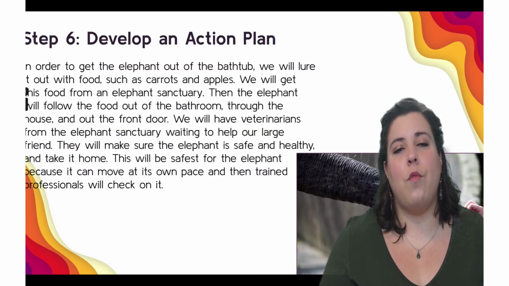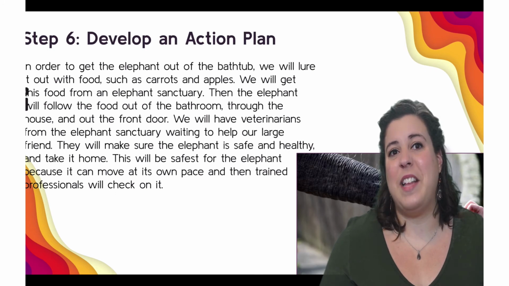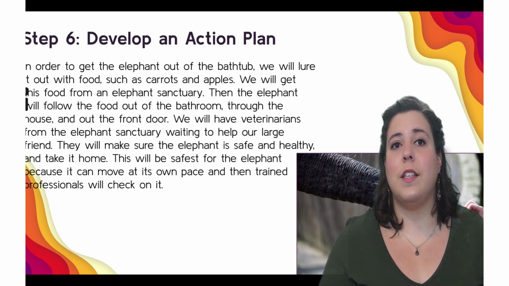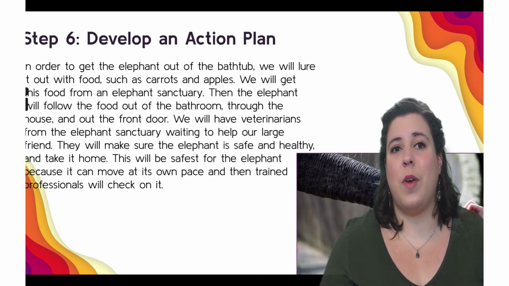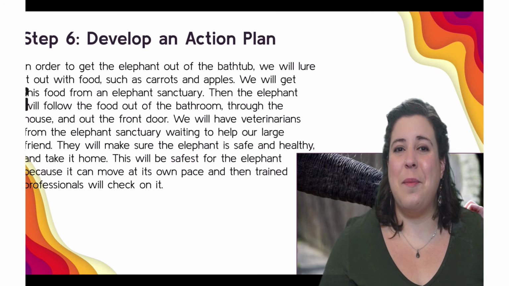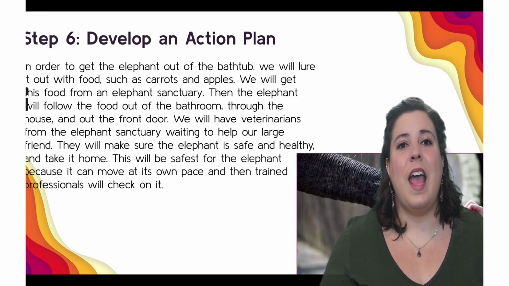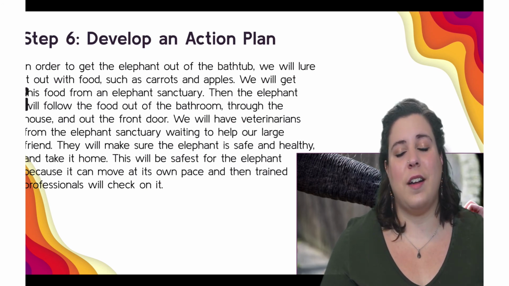So here's an idea of what our plan for getting the elephant out of the bathtub might look like. In order to get the elephant out of the bathtub, we will lure it out with food, such as carrots and apples. We will get this food from an elephant sanctuary. Then the elephant will follow the food out of the bathroom, through the house, and out the front door. We will have veterinarians from the elephant sanctuary waiting to help our large friend. They will make sure the elephant is safe and healthy and take it home. This will be safest for the elephant because it can move at its own pace, and then trained professionals will check on it and make sure it's safe and healthy.